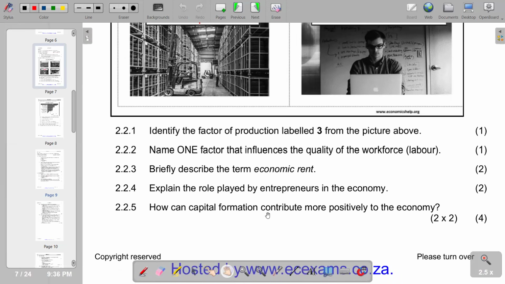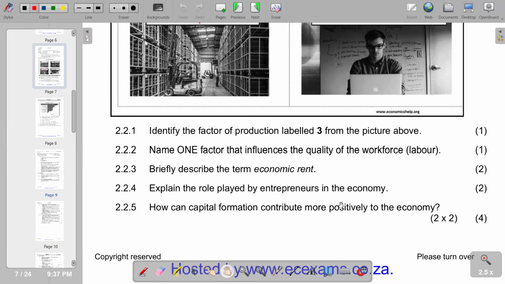How can capital formation contribute more positively to the economy? So we are going to see that capital formation is the process of increasing the society's stock of capital, which includes physical assets like machinery and factories, as well as intangibles such as patents. So basically, it involves setting aside a portion of a country's output for future production, and it occurs in three stages. The first stage is saving money, secondly, mobilizing those savings, and thirdly, investing the money in productive assets. So that is capital formation.